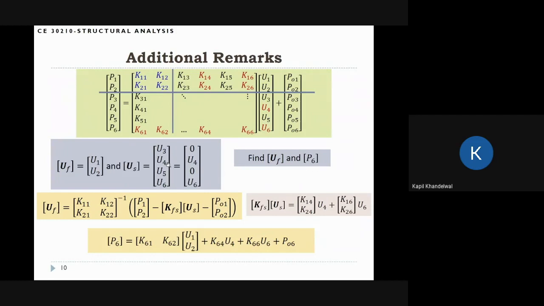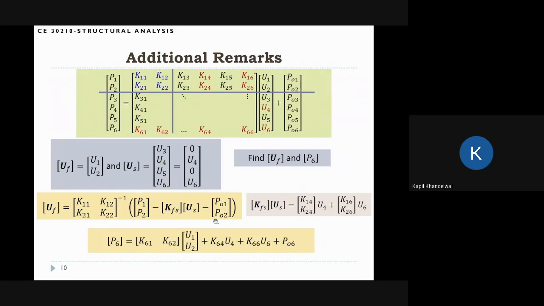So to find the UF, this is the relationship. So this is exactly the relationship for finding the unknown degrees of freedom. So this is KFF. Here KFF is 2 by 2. This is KFF inverse. This is PF minus KFS US minus POF. These first two entries belong to POF. So you have to include these in the solution process. And finally, we need this portion, KFS US.